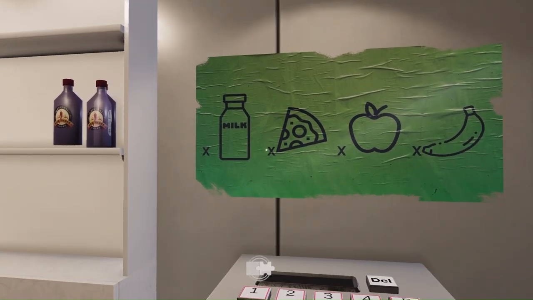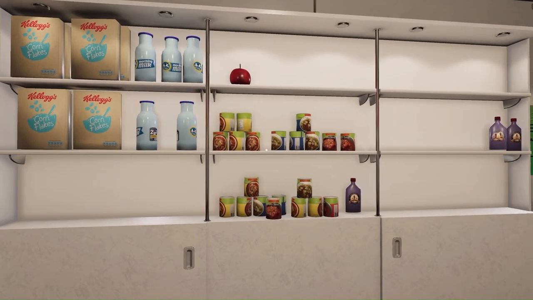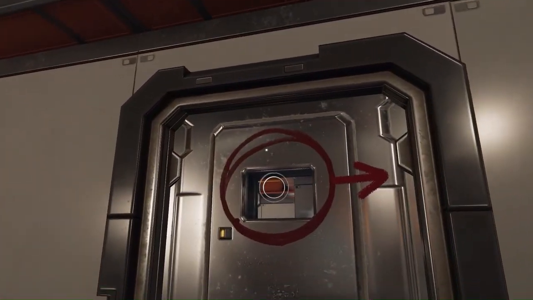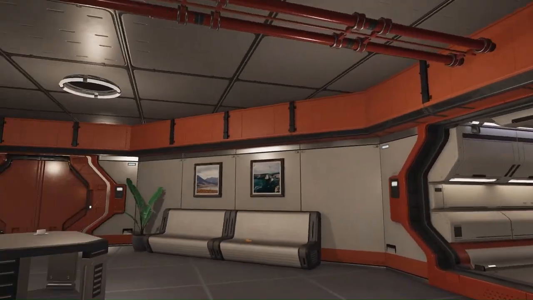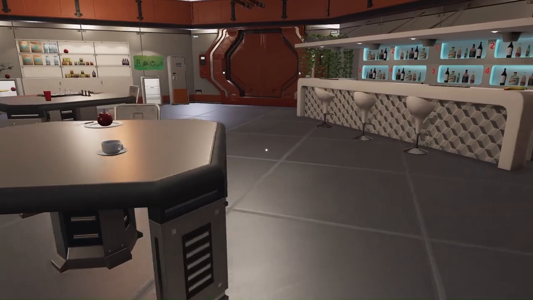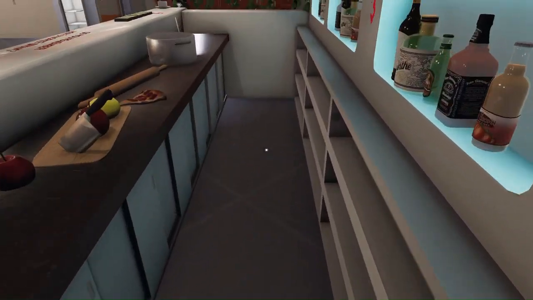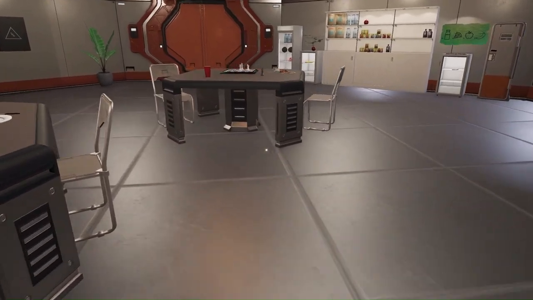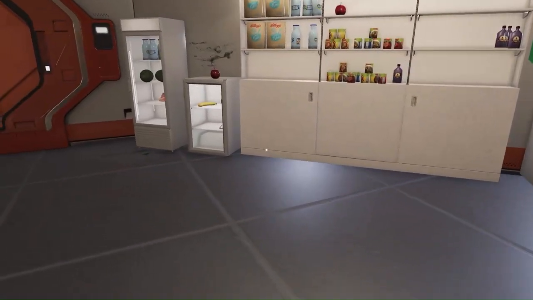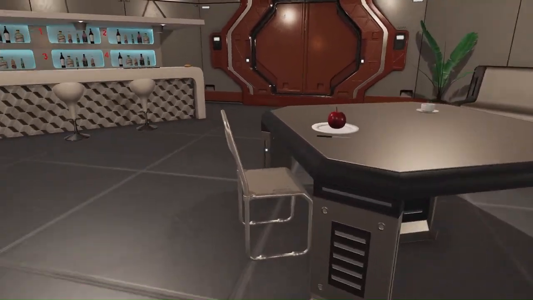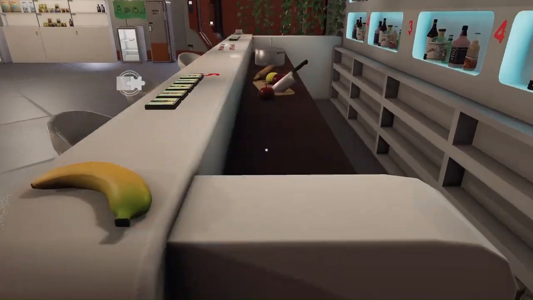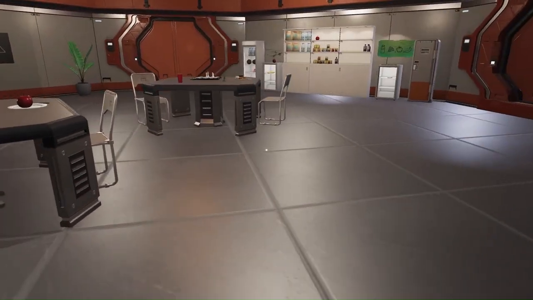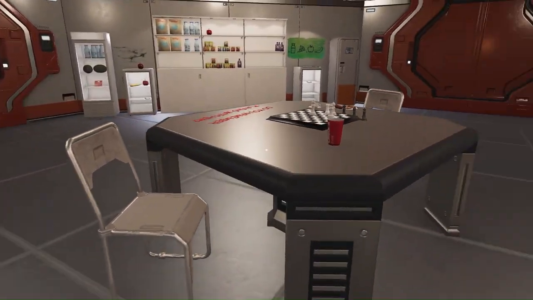Milk times pizza times apple times banana. 1, 2, 3, 4, 5, 6, 7, 8, 9. It's 9, yeah. Did I miss one somewhere? Yeah, so it's 9 milk. Oh, it's only 2 pieces. Yeah, it's only 2 pieces. I did 3, didn't I? Oh, no, it's 2, yeah. That's 18, yeah. 1, 2, 3, 4, 5, 6, that's correct. Then I did 1, it was 3.